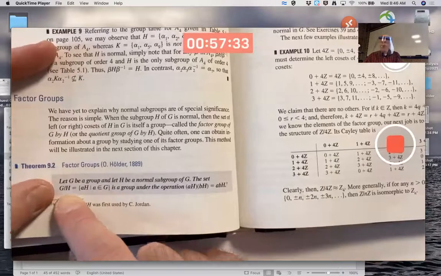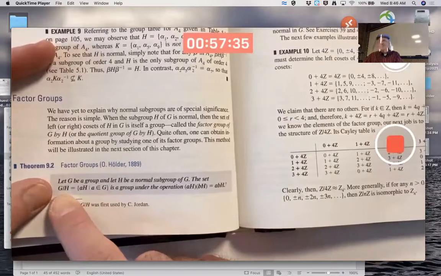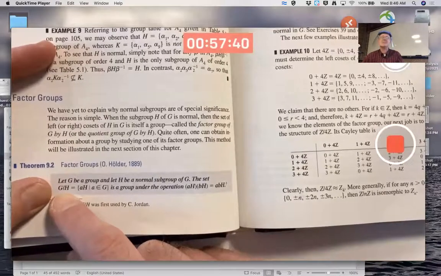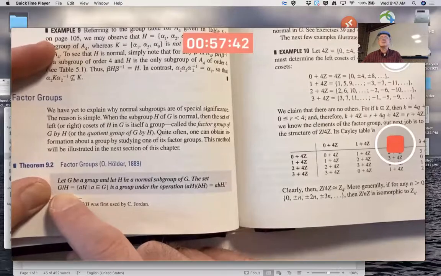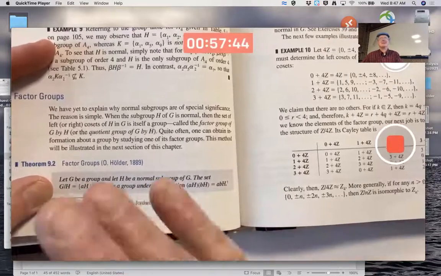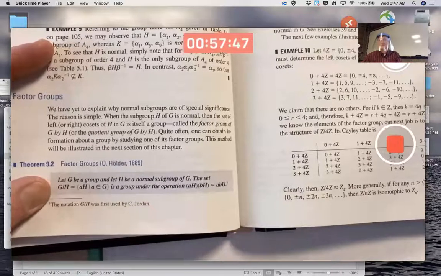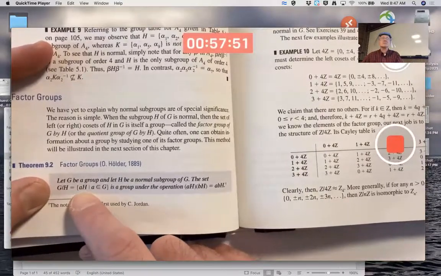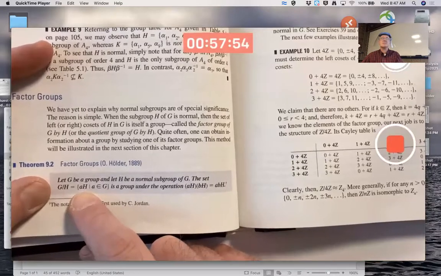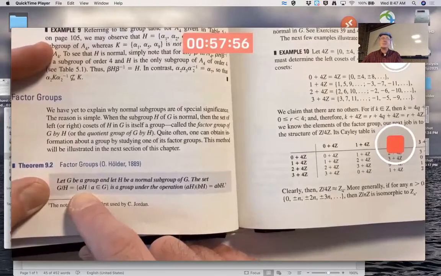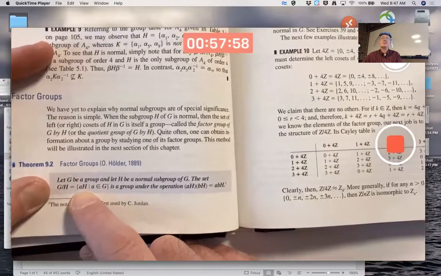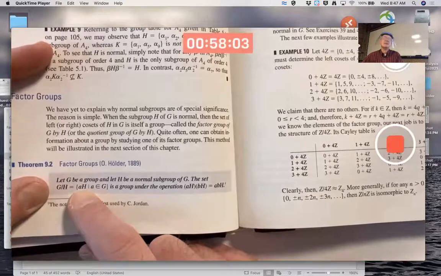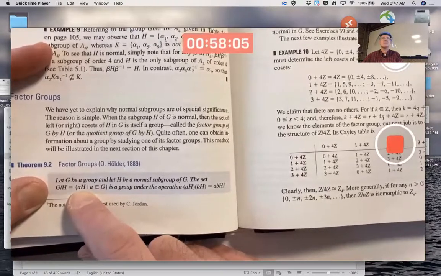G by H, the factor group of G by H, is that G divided by H? Is that what that is? Well, kinda, but it's not a literal division. But it's kind of like a division in some ways, and so that's why they use the symbol. What is this? This is the set of all left cosets of H in G. The elements of the factor group are cosets. The entire coset is an element. Each entire coset is an element of the factor group.